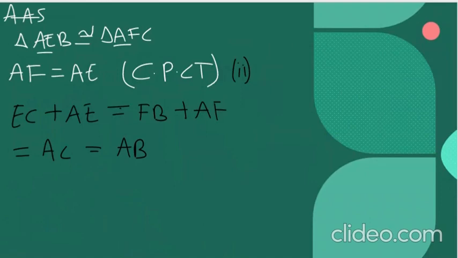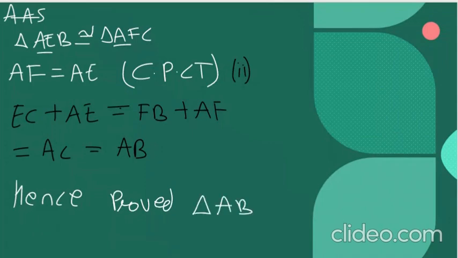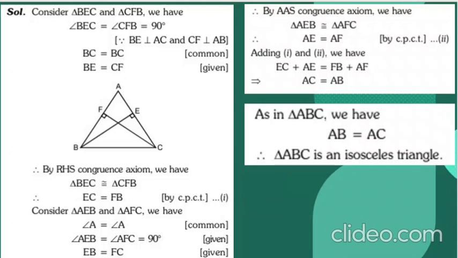So two sides are equal. So what do I say by this? I will say that hence we have proved, triangle ABC is an isosceles triangle. Super easy question. Here is the full solution. Again, the same thing which I explained.